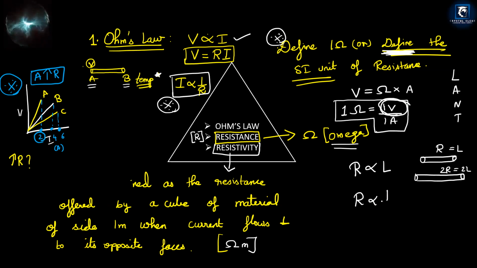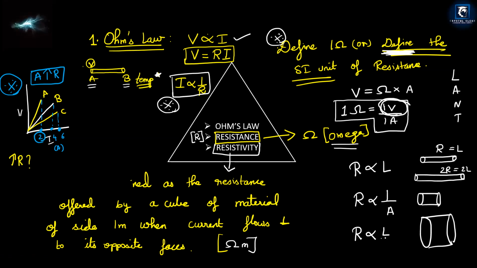Whereas R is inversely proportional to the area. So if the area is reduced, the resistance will increase. You can see the area of cross section. If the area is more, the resistance is less. If the area is less, the resistance is more. And that is why it is inversely proportional, right? So when we denote it, R is directly proportional to the length and inversely proportional to the area. We can use the small letter l itself for the length, right?